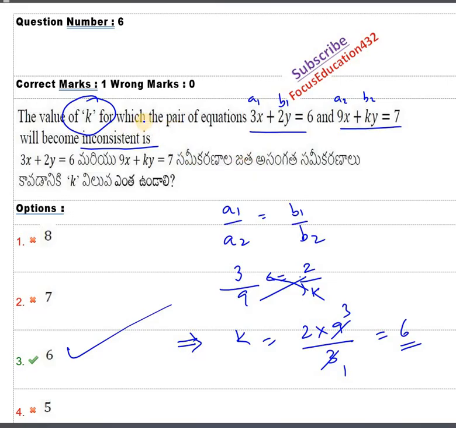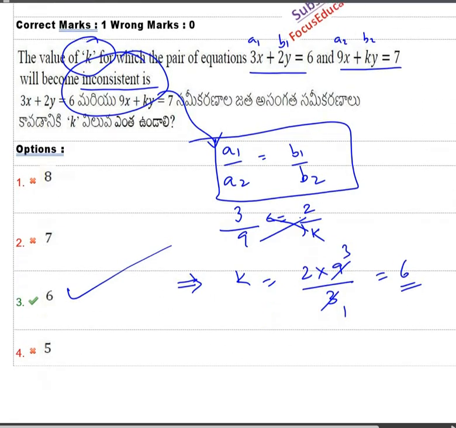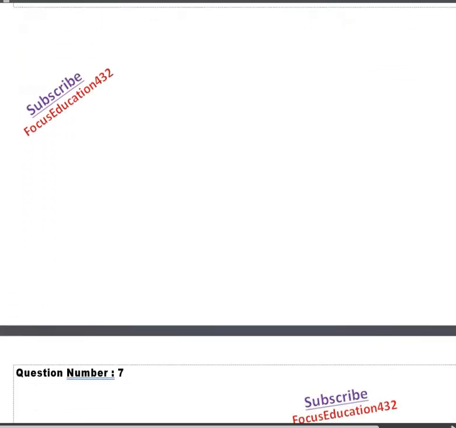So what we have to remember, for inconsistent lines, a pair of lines or pair of equations, A1 by A2 is equal to B1 by B2. Inconsistent, consistent, all those things you have to remember. You may get any question from here, a compulsory question from this topic.